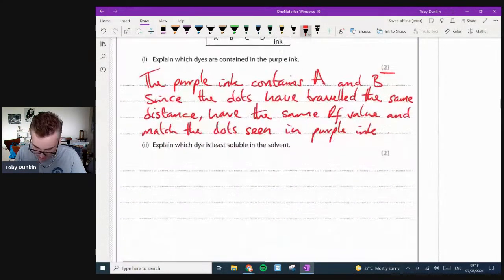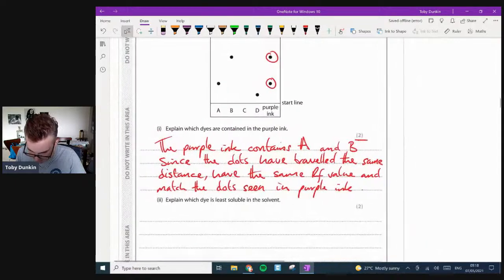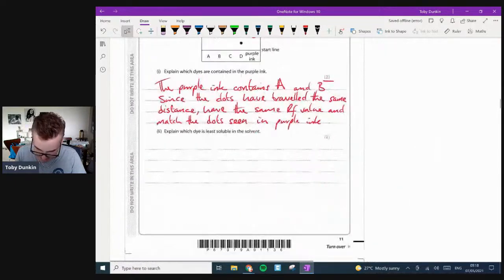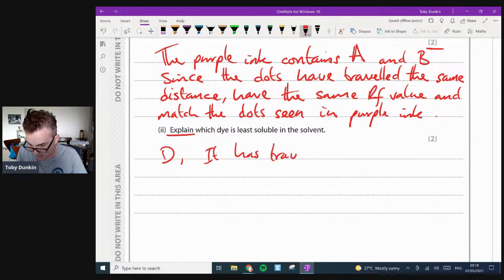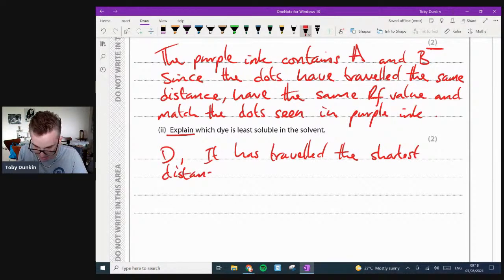There you go. Explain which dye is least soluble. D. D is the least soluble. They're going to ask me to explain why, which they do, of course. D has traveled the shortest distance. The shortest distance. Can I just point out, it's actually quite interesting that they've done that.